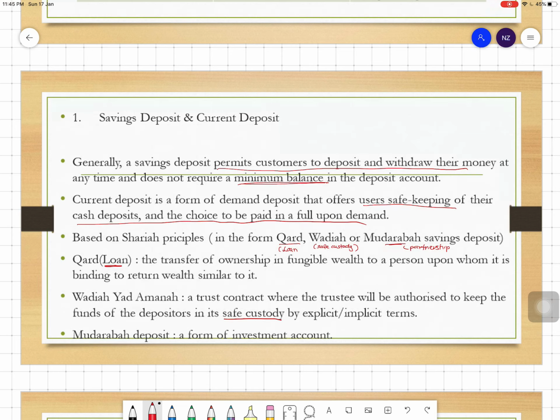And untuk mudarabah deposit is an account to deposit dia like profit ke, atau any like investment related account of the mudarabah itu, right? Itu adalah jenis-jenis deposit ataupun saving deposit ataupun current deposit for loan, wadiah and mudarabah. Okay.